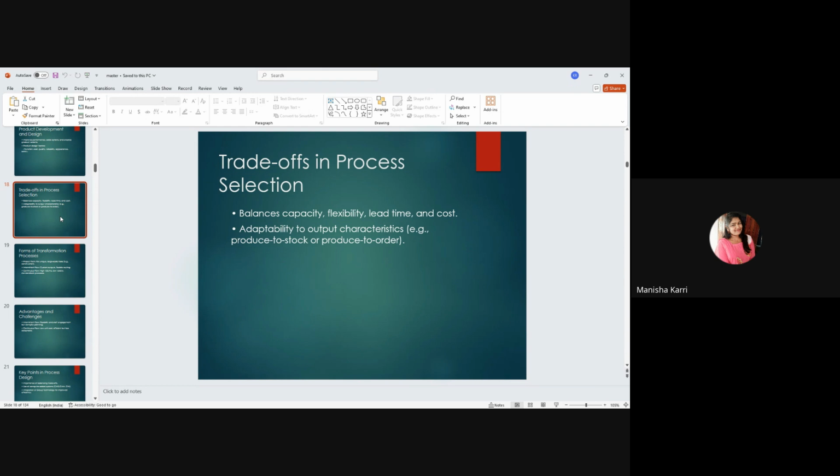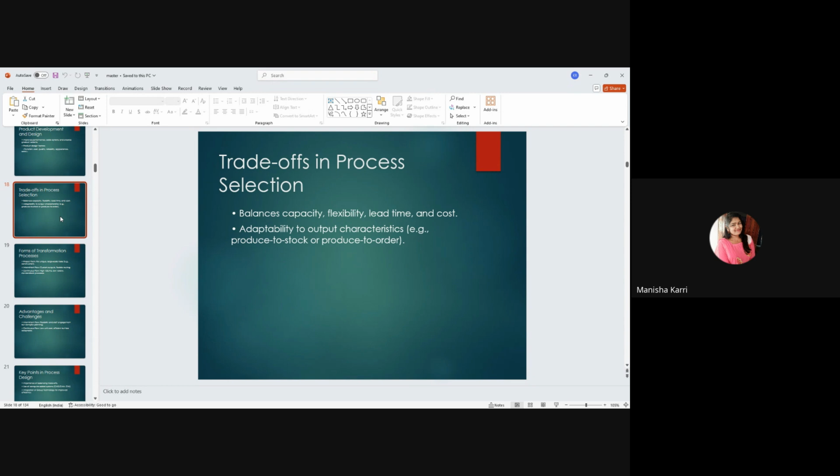An example of these trade-offs, the best example is clothing manufacturers. If the company chooses a high capacity process to produce a large amount of clothing at a time, they will save on production cost, but may not be flexible with fashion trend changes, right? If they choose a more flexible process, which can adapt to new different styles very quickly, the production might cost more and take longer, affecting lead time and profit.